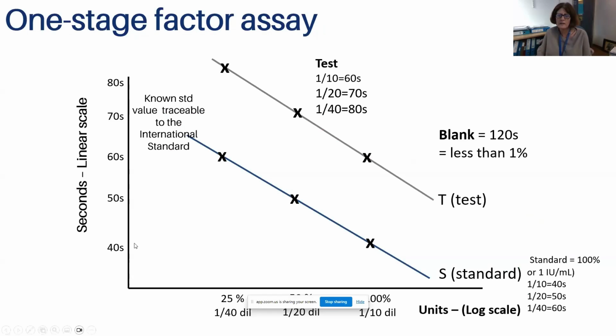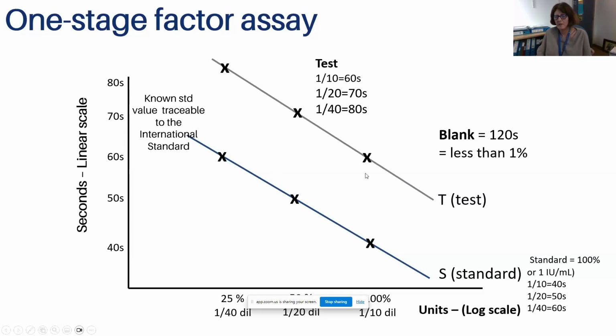So we've made our dilutions of 1 in 10, 1 in 20, 1 in 40. We've put factor VIII deficient plasma into each one of those points. We then added APTT reagent to each one, incubate for 3 minutes, add calcium chloride and measure the clotting time. The 100% clotting time has come out at like 40 seconds. The 1 in 20 has come out at 50 seconds, and the 1 in 40 has come out at 60 seconds. So that's my standard.